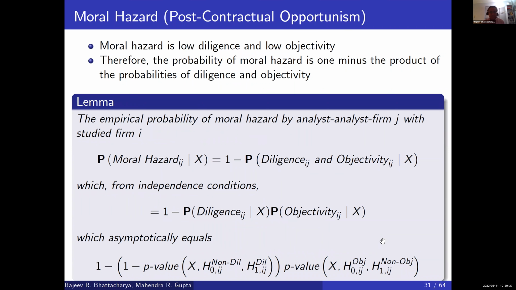Moral hazard is low diligence and low objectivity. So the moral hazard is equal to 1 minus the probability of diligence and objectivity. If we impose, in addition, independence conditions, then this turns out to be just 1 minus the product of the probabilities of diligence and objectivity.